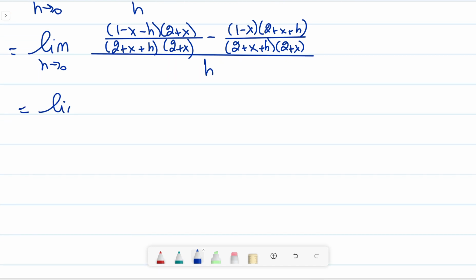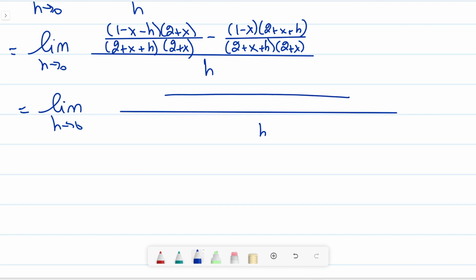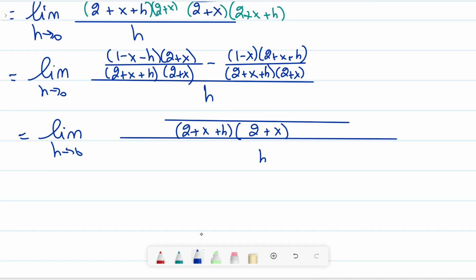And now, let's put these fractions, let's write them as one fraction with a common denominator of 2 plus x plus h times 2 plus x. So in the numerator, let's expand the numerator. So 1 times 2 plus 1 times x gives 2 plus x.